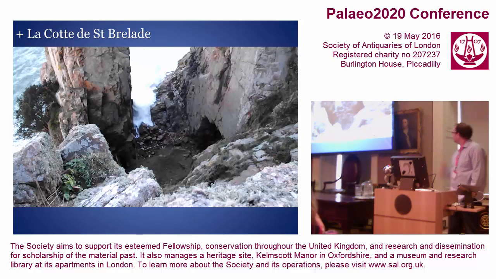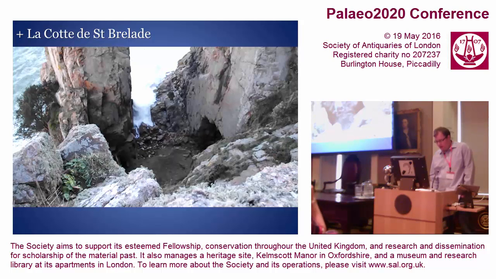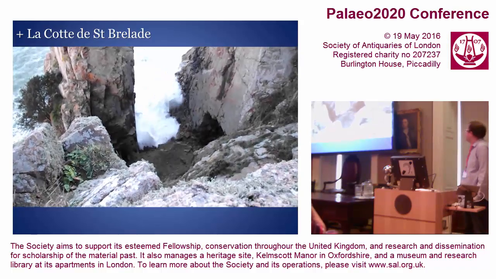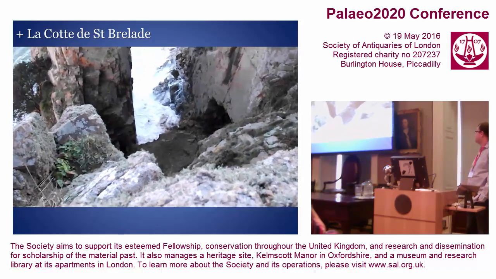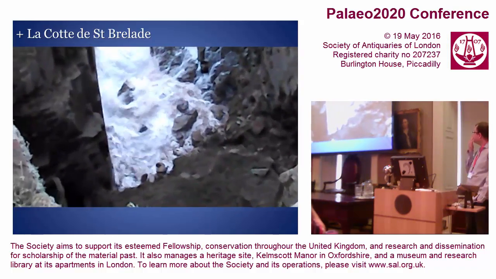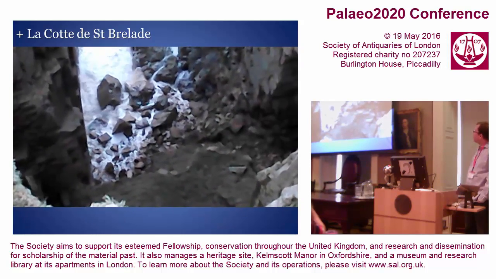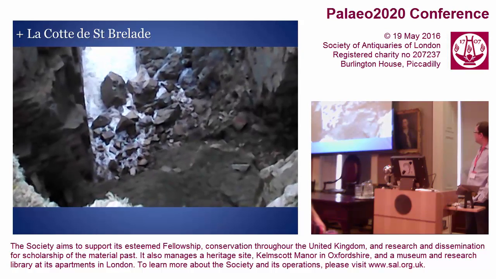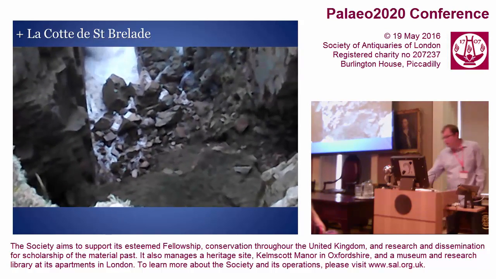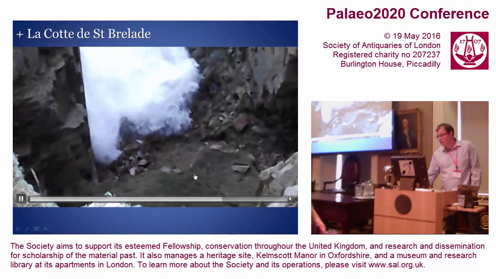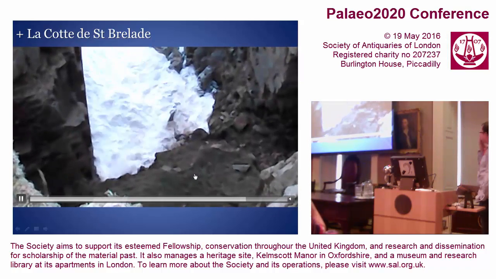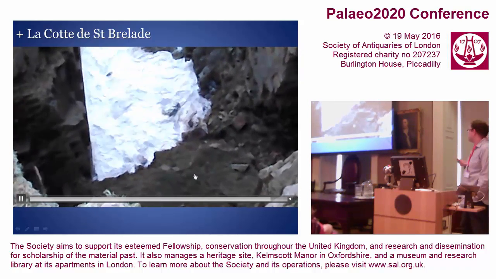Now, the key thing is this is a coastal location, which is very much under threat. So this is a winter storm at the site where you can see the storm discharge getting right into the west ravine at the site, attacking the base of these sediments here, these Upper Pleistocene sediments. So it's got a major problem in terms of coastal erosion.